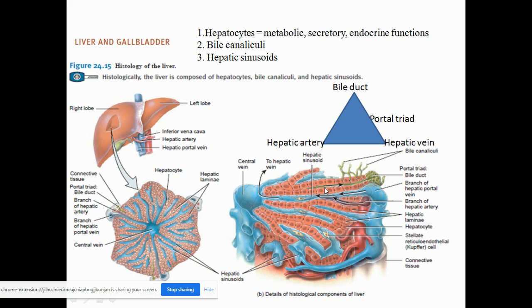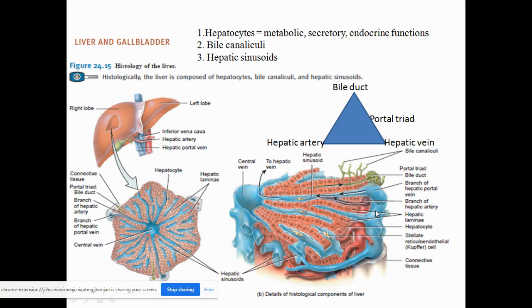In between the hepatocytes, you can see some groove like structures through which the ductules are present, which collect the bile secreted by the hepatocytes and then drain into the common bile duct. These are the small ones, the bile canaliculi. They are present in between the cells, in the grooves of the cells, shown enlarged here. They drain into a larger duct called the bile duct.